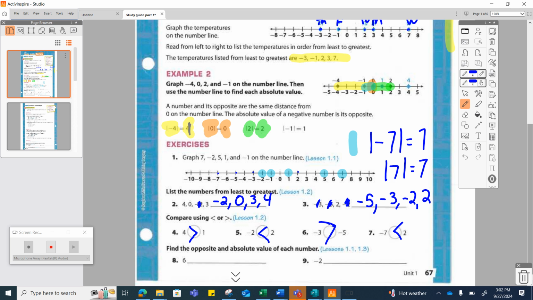Can you find the opposite and the absolute value? So the opposite of 6 is negative 6. The absolute value of both of these is 6. Okay? For number 9, the opposite of negative 2 is 2. The absolute value of both of these is 2. Okay? I'm going to go to the next set.